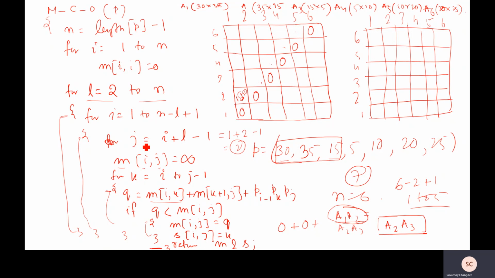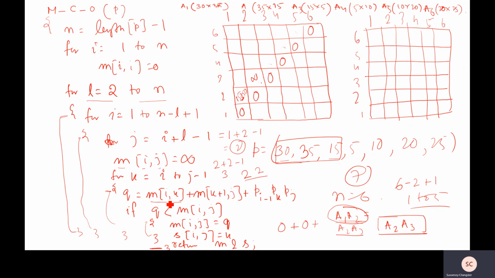In the same way, we can go for finding A2 and A3. So for L equals 2, after this k, it will go for another value, i equals 2. So for i equals 2, j will be 2 plus 2 minus 1, so that is 3. So here m[2,3] equals infinity; previously this value is infinity. It will go for k equals i, that is 2 to j minus 1, j value is 3, so 2 to 2. Again it will execute for 1, because there is only one option to multiply A2 and A3.